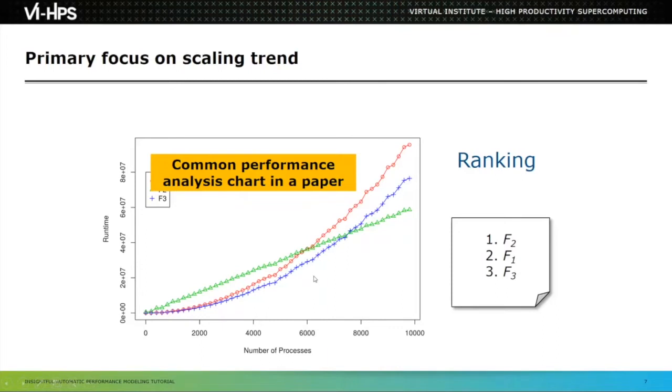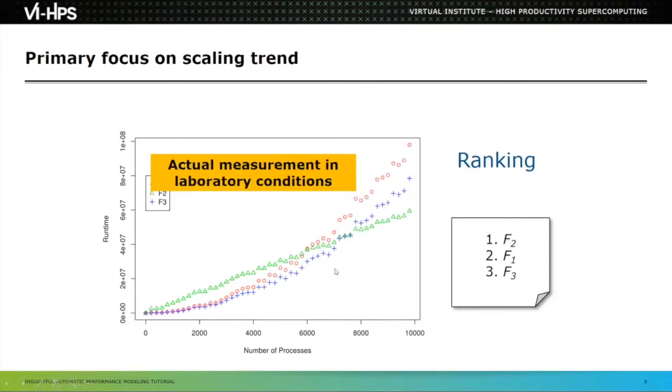However, usually if you take a look at the actual measurements under lab conditions, it looks more like this. So you can see here, maybe for the first few 2000 processes it is still fine, but then it starts to spread apart and your measurements are not so clear anymore.